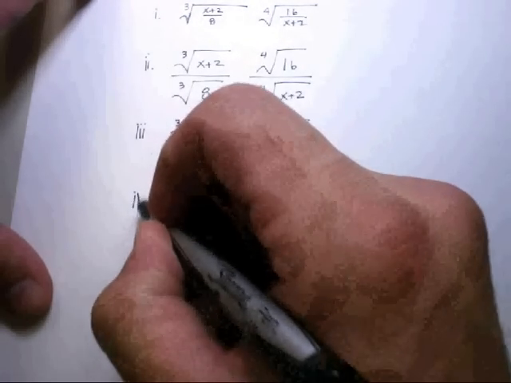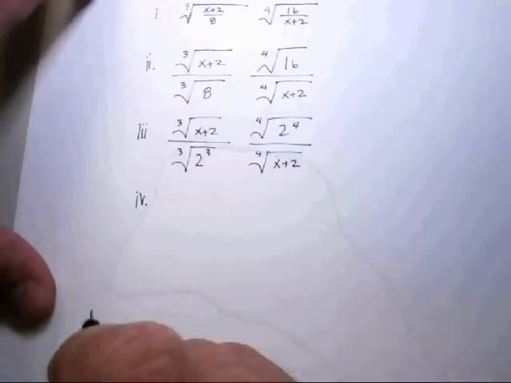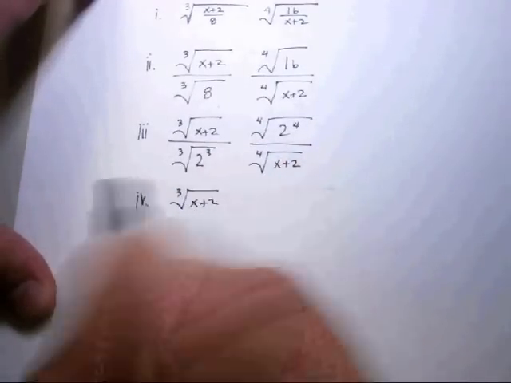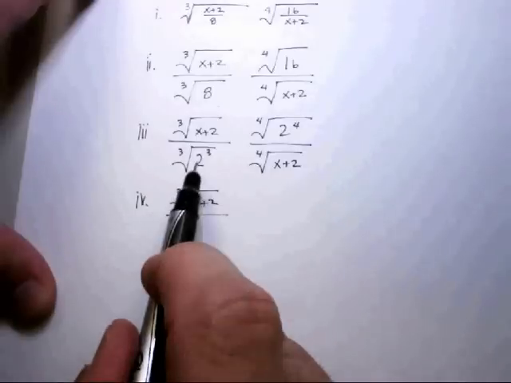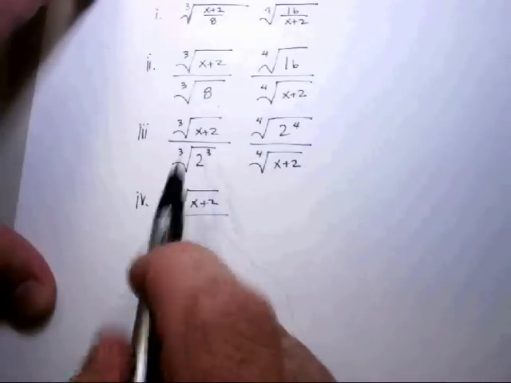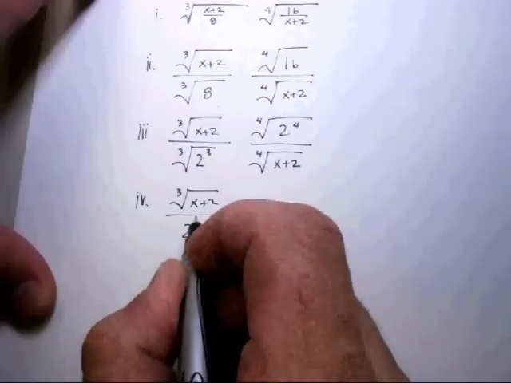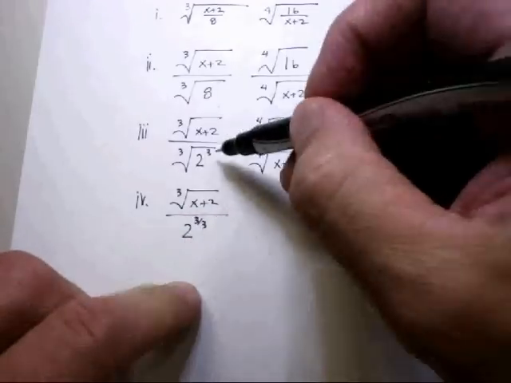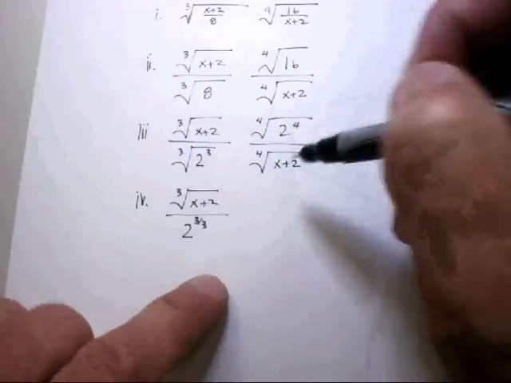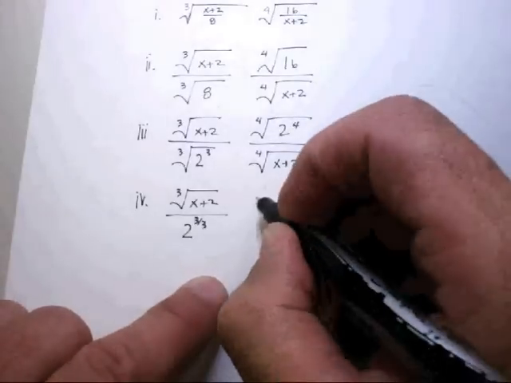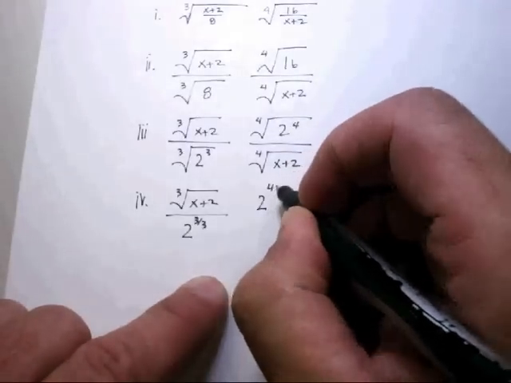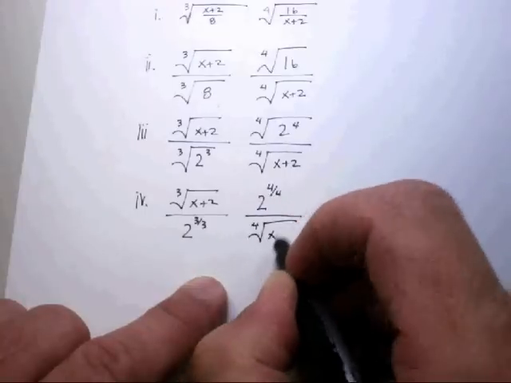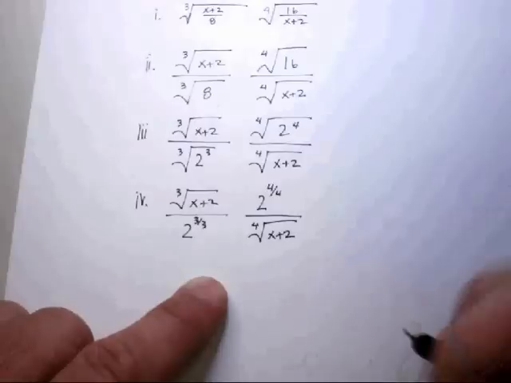All right, so let's keep going here. This one's going to stay the same. I'm going to have the cube root x plus 2. That's going to turn into 2 to the 3 over 3, which is just going to be 1. So I've effectively rationalized my denominator. Let's just try over here. So here I'm going to have 2 to the 4 over 4, and down here I have that. Pretty good so far.